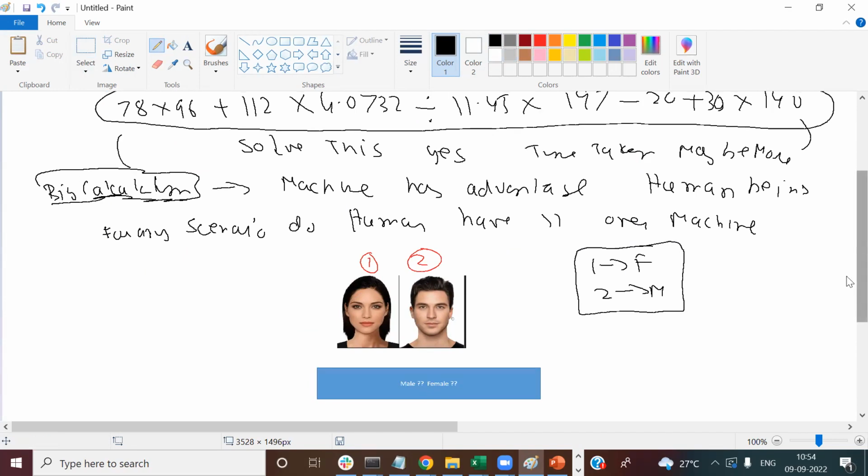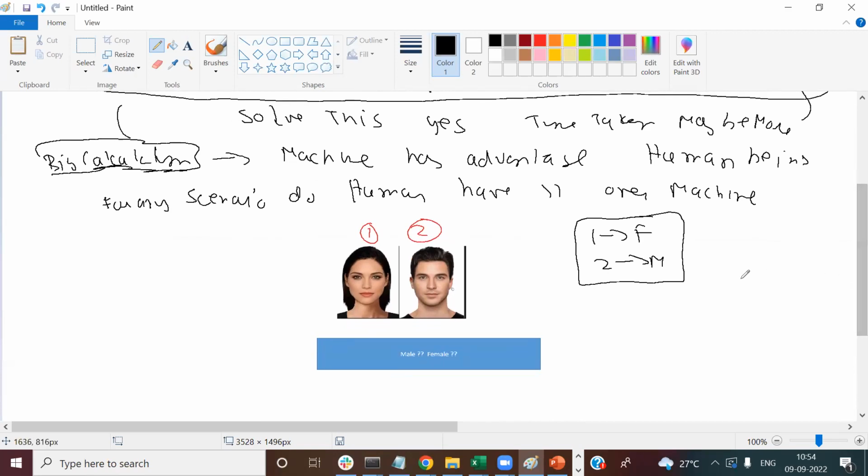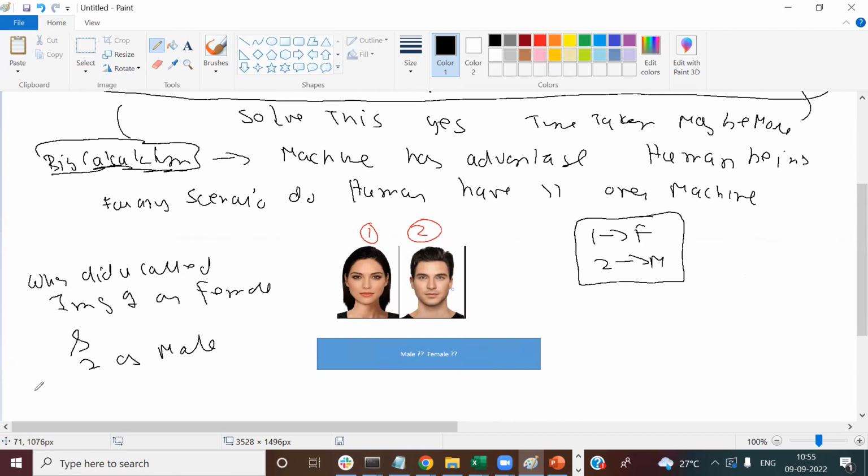You are learning data science and you gave this answer. But a child who is just 2 or 3 years old would also have given the right answer. Now let me change my question: why did you call image 1 female and image 2 male? Because of the norm.